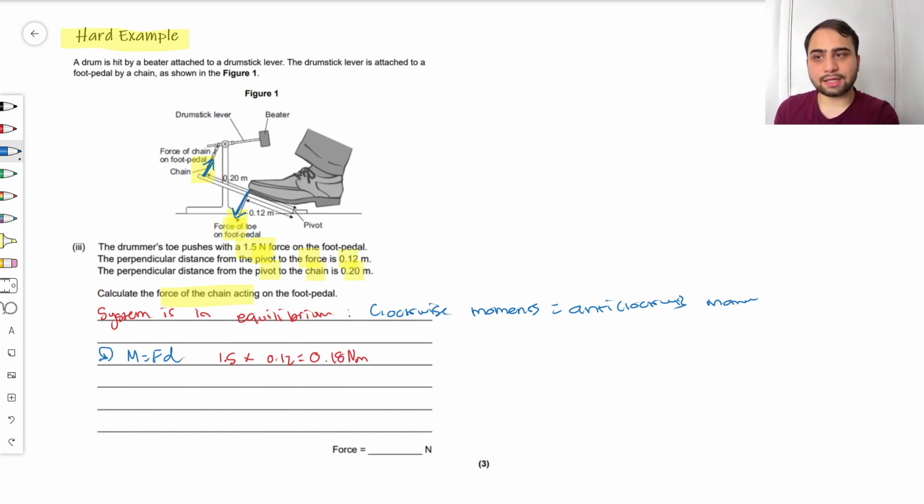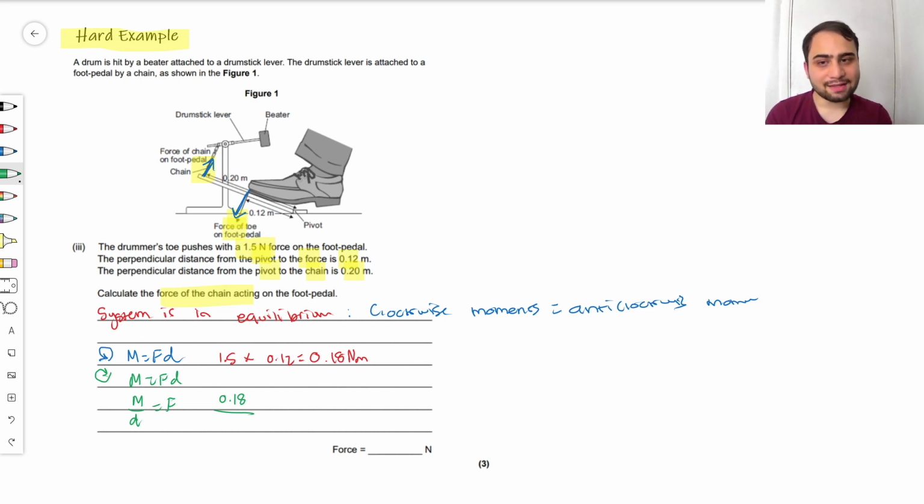So if we switch this around to clockwise moments, again, moment is equal to force times distance. We have our moment, that's 0.18. So let's rearrange the moment equation for force: moment over distance is equal to force. Now we just substitute our values in. So we get 0.18 Newton meters, which is the anti-clockwise moment we just calculated above.